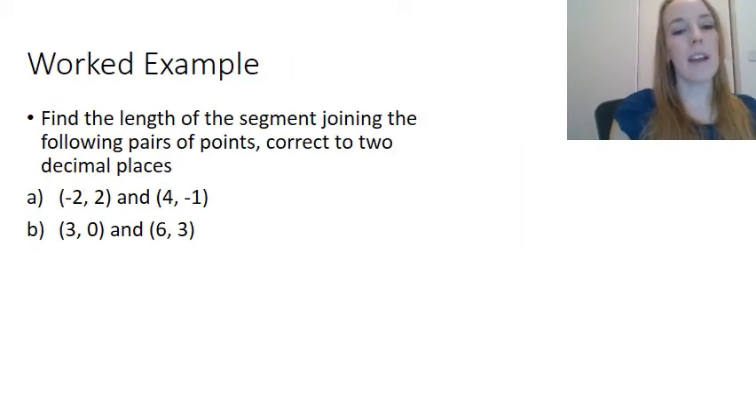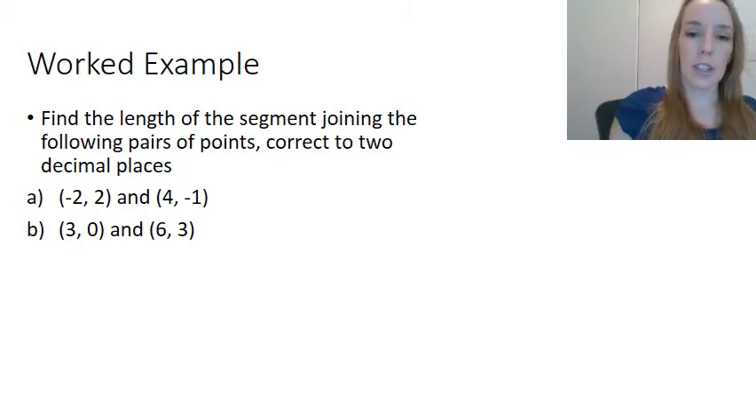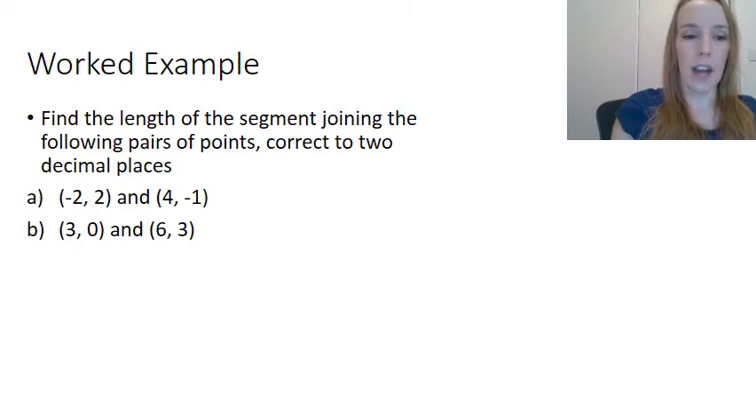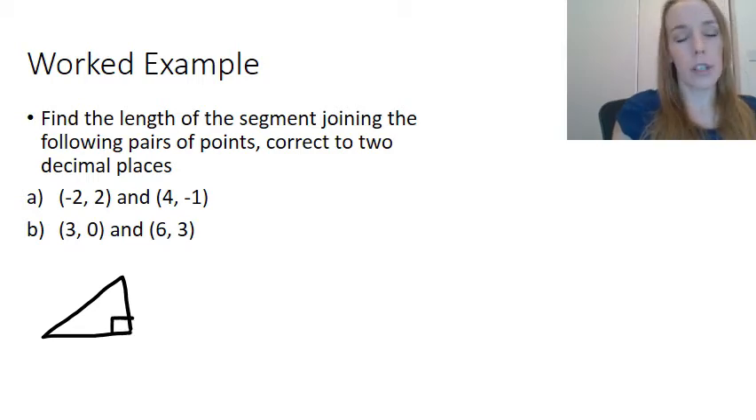Okay, so find the length of the segment joining the two following pairs of points correct to 2 decimal places. So remember, we need to use a little bit of maths here. The first thing we need to do is find out the lengths of our other sides. When we're finding the length of a line segment, it's like the hypotenuse. The hypotenuse is the longest side on a right angle triangle. So this is what we're trying to calculate, which is our line segment.